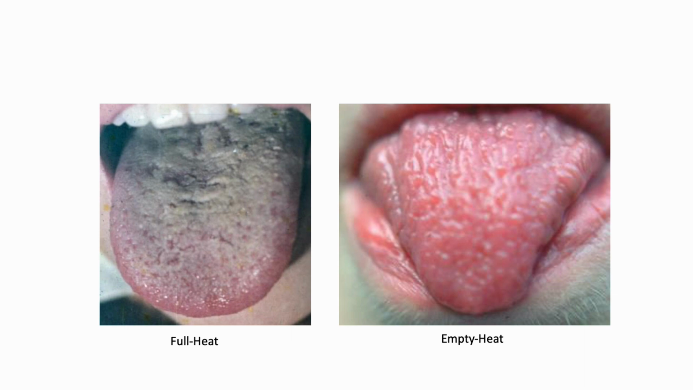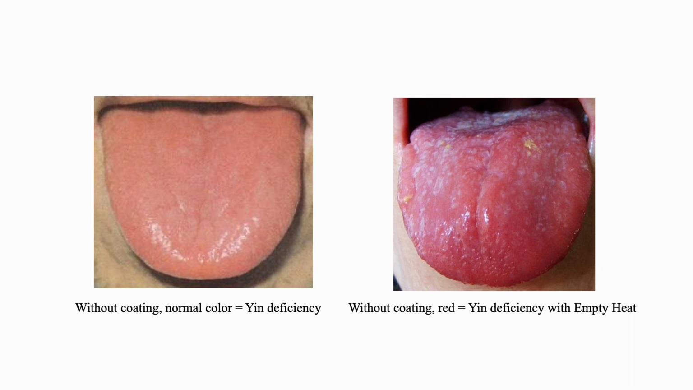Therefore, when we observe a red tongue, the first thing we should ask ourselves is whether it has a coating or not. If the tongue is red with a coating with root, whatever its color, this indicates full heat. If the tongue is red without a coating or coated only partially or with a rootless coating, whatever its color, it indicates empty heat. It should be stressed that a red tongue without coating indicates specifically empty heat rather than yin deficiency, although obviously it arises from the latter.